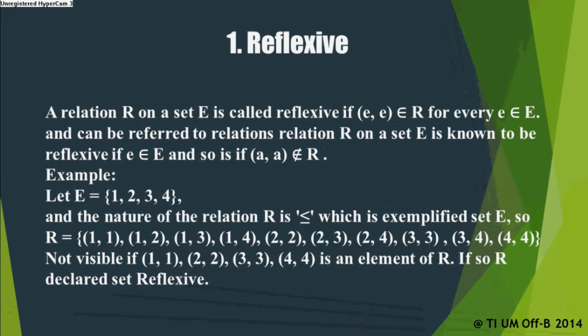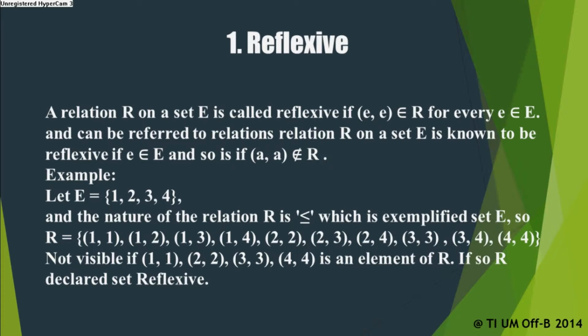1. Reflexive. A relation R on a set E is called reflexive if (a, a) is in R for every a in E. A relation R on a set E is known to be reflexive if (a, a) is in R, and it is not reflexive if some (a, a) is not in R.